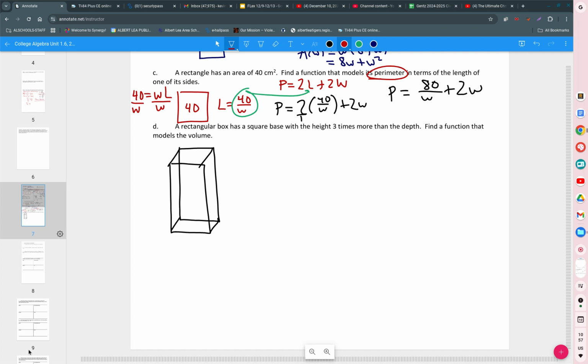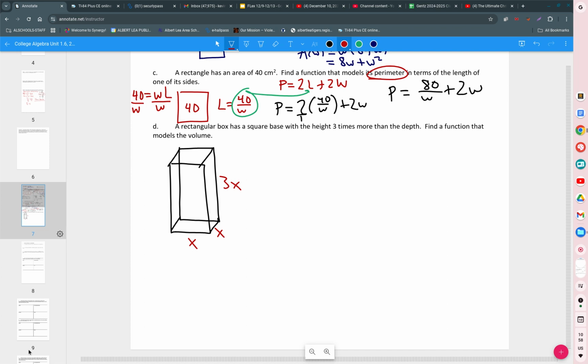All right. Does everybody agree that the box is taller than it is wide or deep? Okay. And what we know is that the bottom is a square base. That means that the bottom has the exact same dimensions. And that's key. How does the height compare to the depth? It is 3 times that.